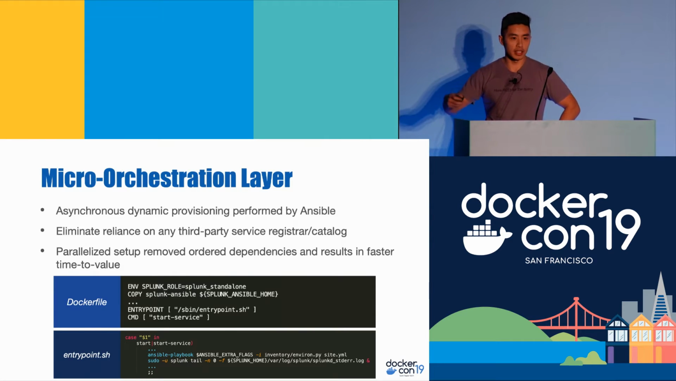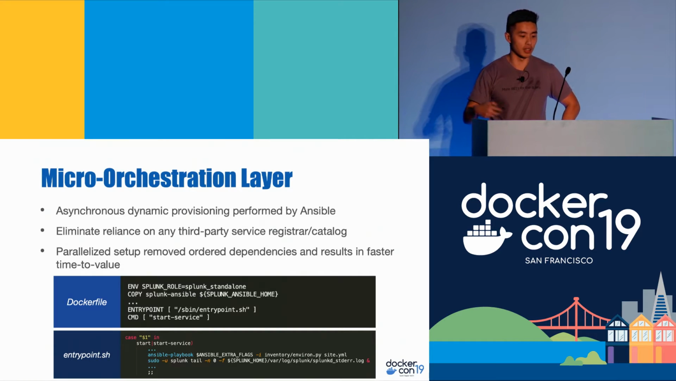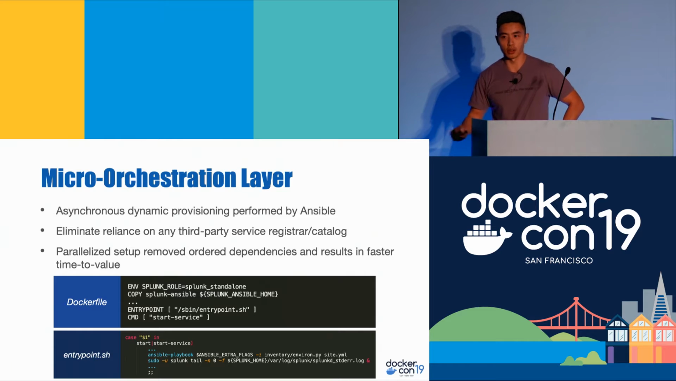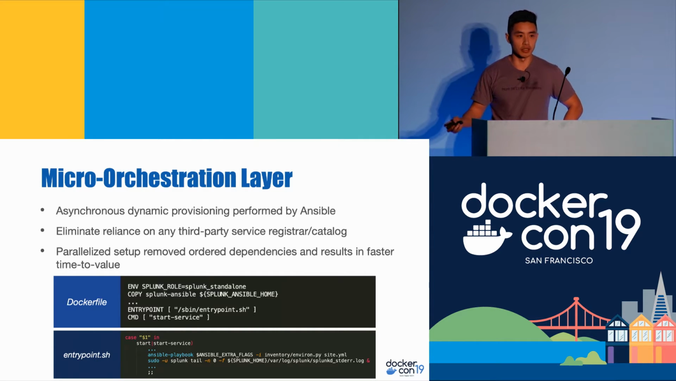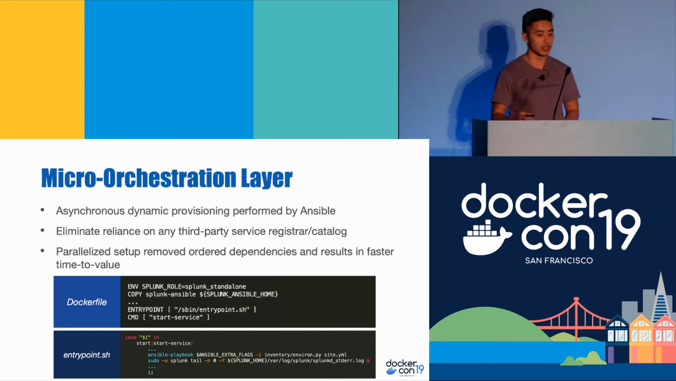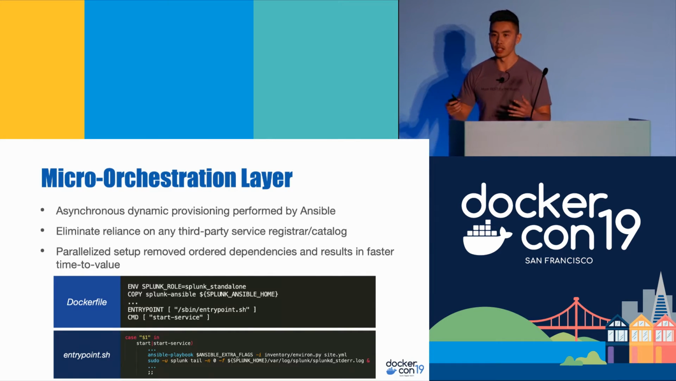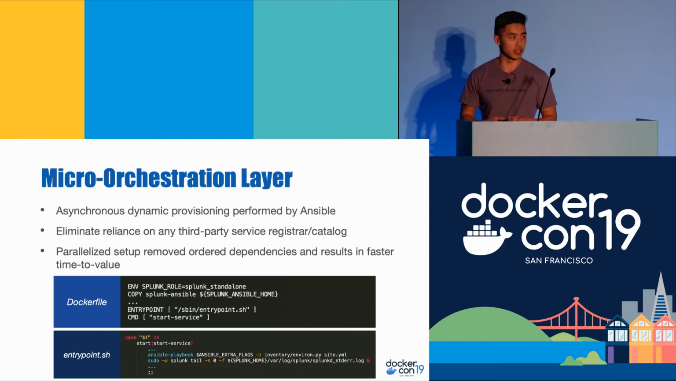It runs asynchronously, so each container, as it starts, will run its own set of Ansible playbooks to provision itself and join a cluster or provision itself as a standalone. This layer also helps us eliminate the reliance on any third-party services or third-party registrars. We don't need things like Zookeeper and etcd if we can share the context of the application amongst all the members of the cluster itself. Additionally, we also reduce the order dependencies in bringing up a service. You don't need to bring up service A before service B this time. Everything can come up on its own, and we handle that asynchronous parallelization setup time, and ultimately that results in a faster time to value.